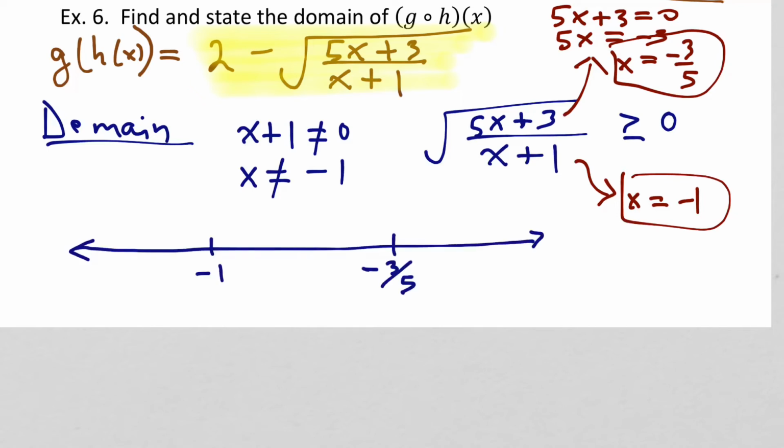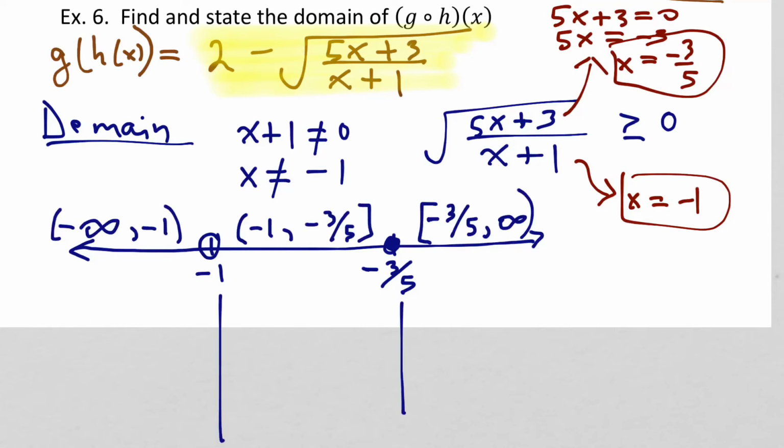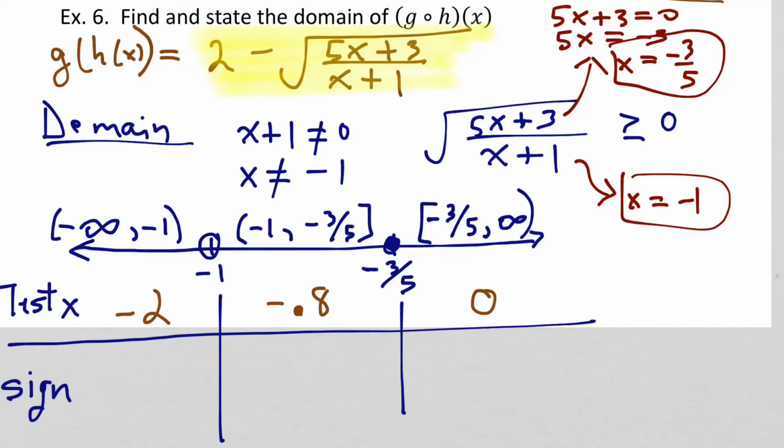Okay, so I've got those on the number line, and I do know that x cannot be -1, but we don't care if it's -3/5 because the radical is allowed to be 0. So square bracket for -3/5, smooth bracket for -1. Okay, so I'm going to put my intervals on here now. And I'm going to choose a test x within those intervals, and I'm going to figure out my sign. So I chose somewhat arbitrarily -2, -0.8, and 0 to use for my test x's.